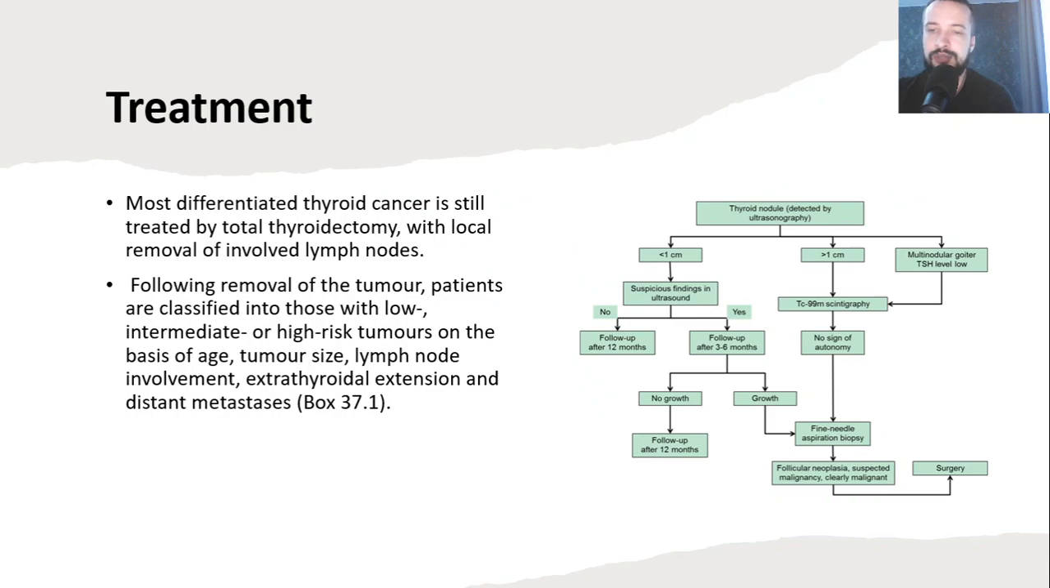Follicular neoplasia, suspected malignancy, clearly malignant: do the surgery. The next one, more than 1 cm: Tc-99m scintigraphy, no sign of autonomy, fine needle aspiration, follicular neoplasia, surgery. And multinodular goiter: scintigraphy, no sign of autonomy, fine needle aspiration, follicular neoplasia, surgery.